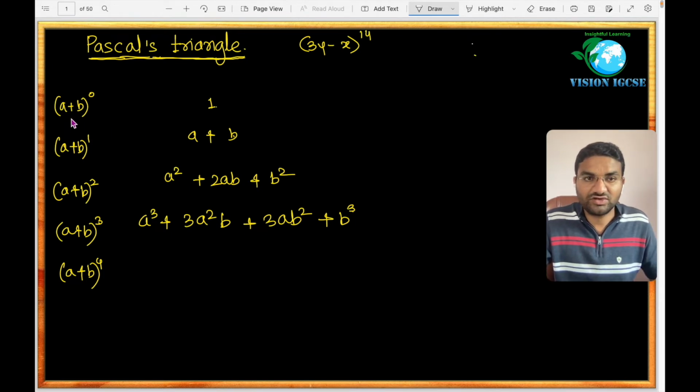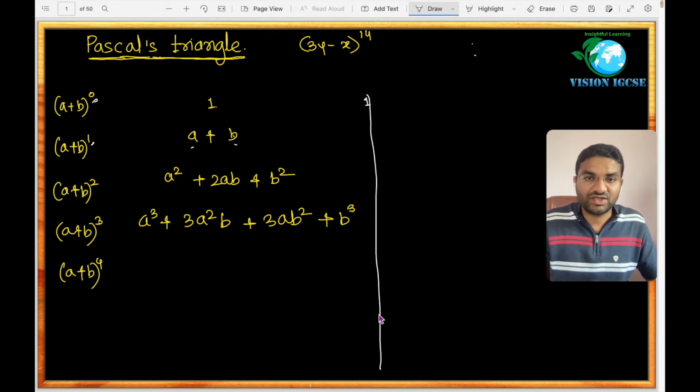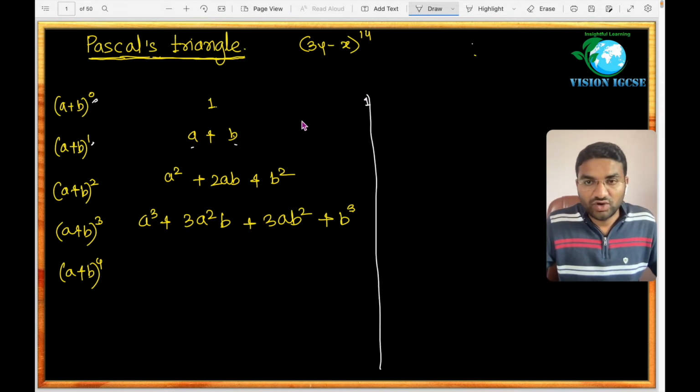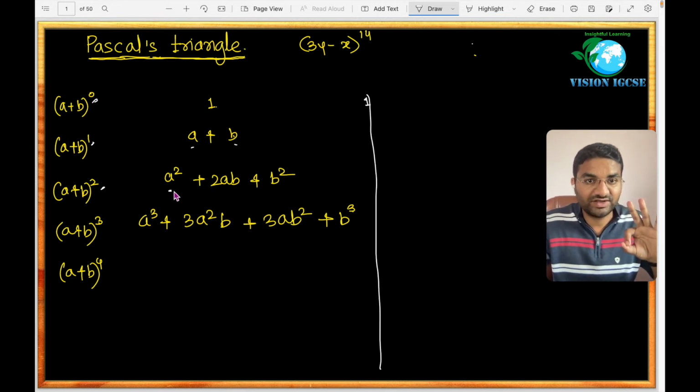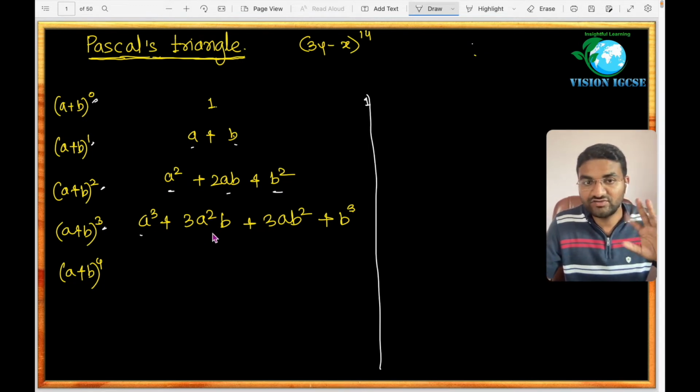If you look at this, (a plus b) raised to 0 gives just one term. When the power is 1, we get two terms. When it is 2, we get three terms: 1, 2, 3. Then if it is 3, we get four terms.